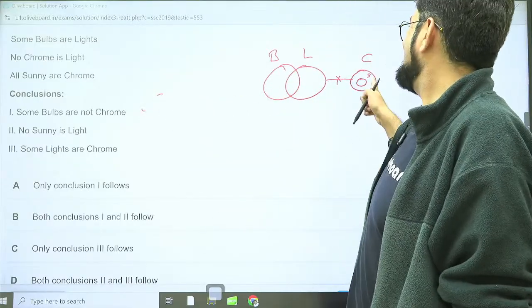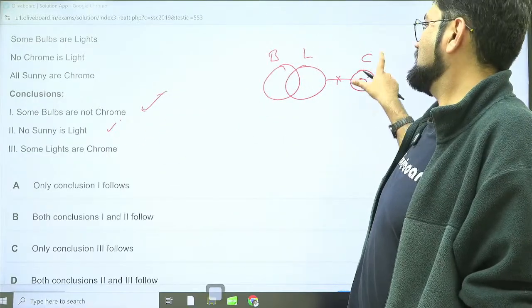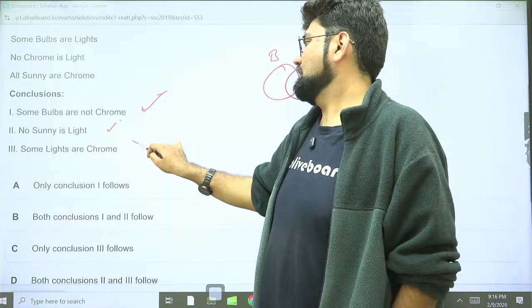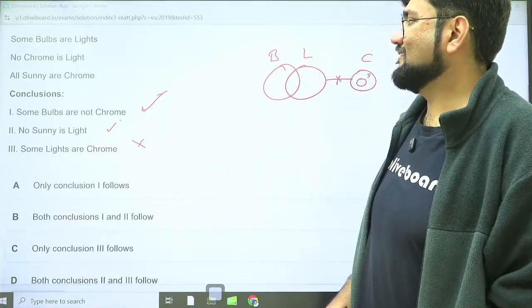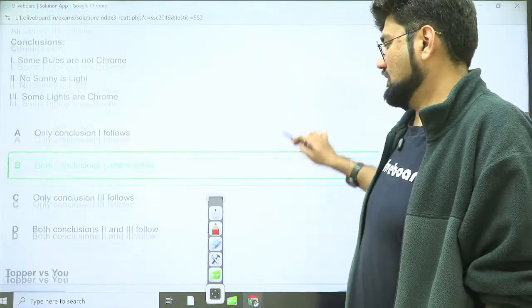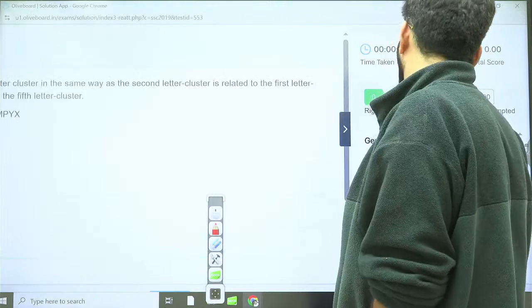No sunny is light. Yes, that is also true. No sunny is light. That's absolutely correct. Because sunny is completely a part of chrome and chrome is restricted in light. Some lights are chrome. I cannot say that. So only conclusion 1 and 2 follow. Both 1 and 2 follow. Option B is the correct answer. Easy. 33 seconds. Wonderful. Next.